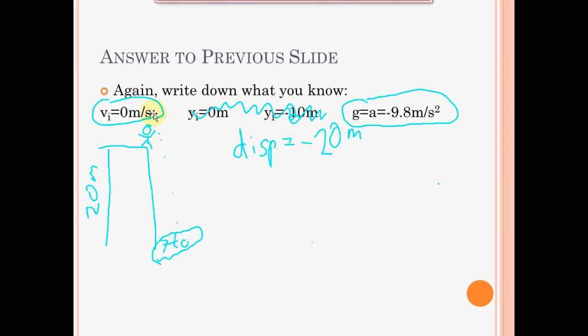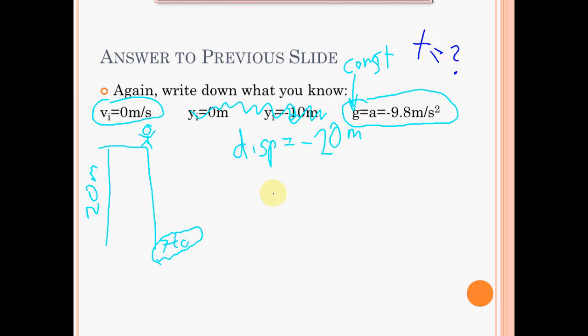Different from velocity, which is meters per second, acceleration or the gravitational constant is negative 9.8 meters per second squared. Do not confuse this with gravity. This is the gravitational constant, not gravity. This G is a constant which is different at different places. So which equation has a displacement, an initial velocity, acceleration, and is looking for time? Time is not given. Time is something we're still looking for.